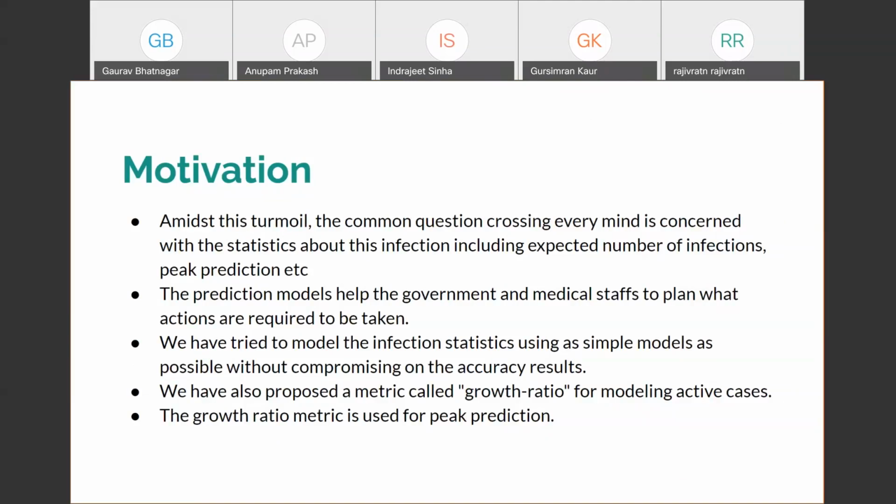In this paper, we have tried to model the infection statistics, and the novelty of this paper is that we have tried to use as simple a model as possible without compromising on accuracy. We did the literature survey and found very complex models, but they didn't achieve great results either. Also, we have proposed a new metric called the growth ratio for modeling active cases, and we have used this growth ratio metric for peak prediction.